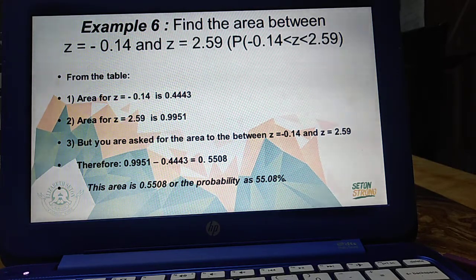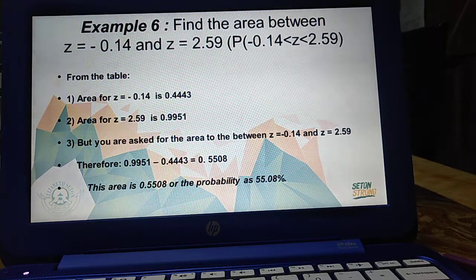If the value is negative, then I use the negative table. So in this case, it's negative 0.14. So in the negative table, I will look for the row negative 0.1. Going to the right, I will look at the column which is 0.04. The intersection of the row negative 0.1 and the column 0.04 will be the area that I am looking for. And this area can also be changed into probability by changing it into a percent.